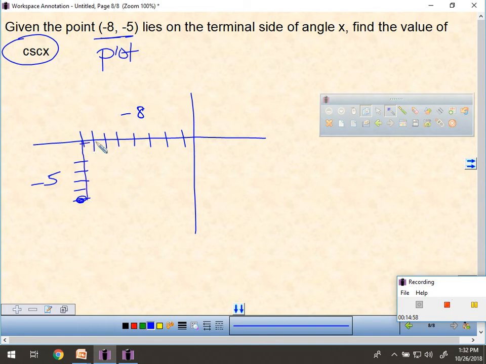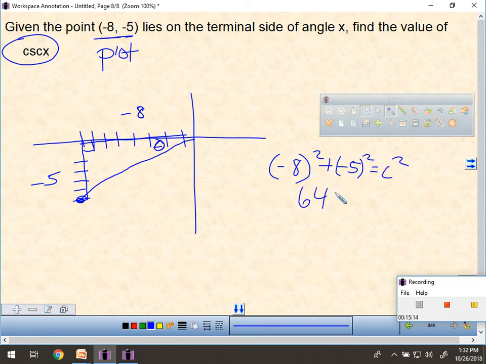So if you can imagine an angle, there's my angle right there. There's my value for theta. There's my right angle. So I can do Pythagorean's theorem on this now to find my hypotenuse. So I'd have negative 8 squared plus negative 5 squared equals c squared. So I have 64 plus 25. If I add that together, I'm going to get 89. So that means the hypotenuse is the square root of 89.